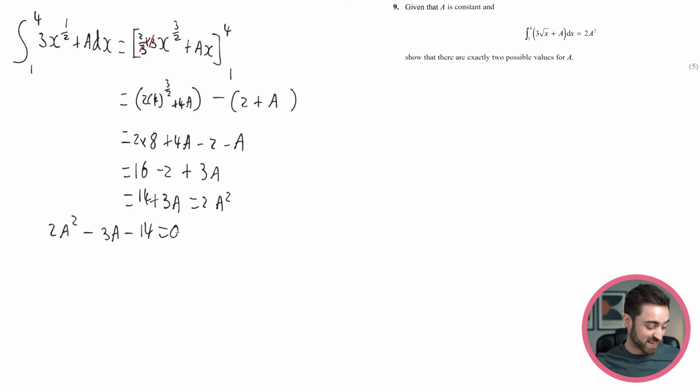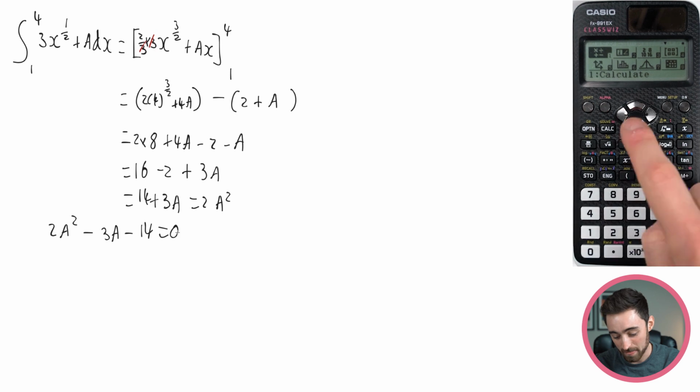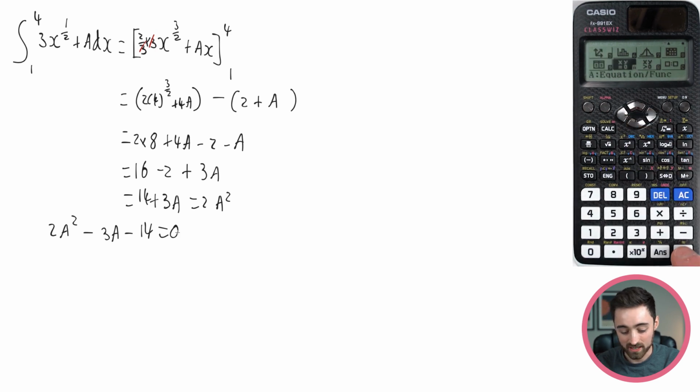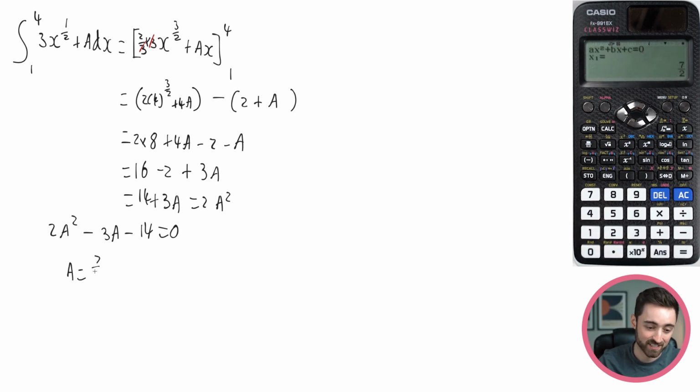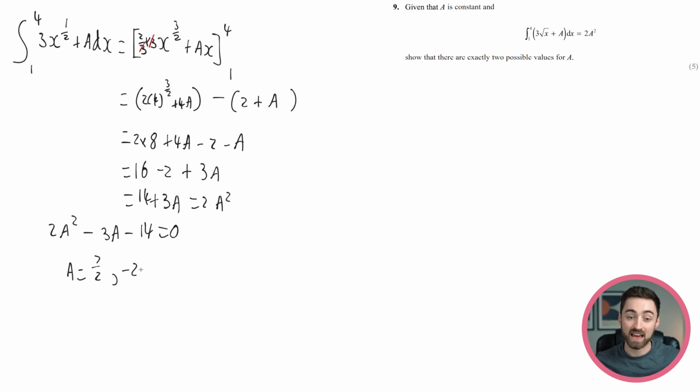You could factorize it. Mental energy that I don't have right now. So what I'm going to do is go to my calculator, menu, equation func. It's a polynomial, degree 2, and I'm just going to put my coefficients in. So 2, minus 3, minus 14. Then press equals, and it's just giving me solutions. Oh, technology. 7 over 2 and minus 2. And then they are the 2 possible values for A.